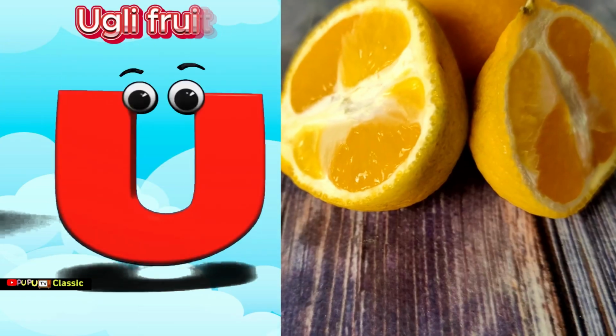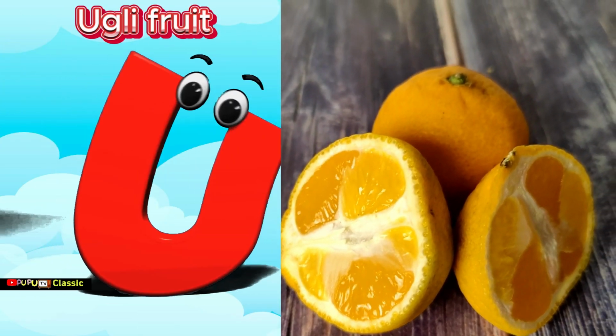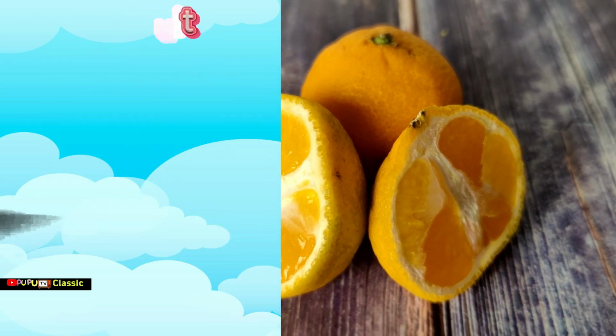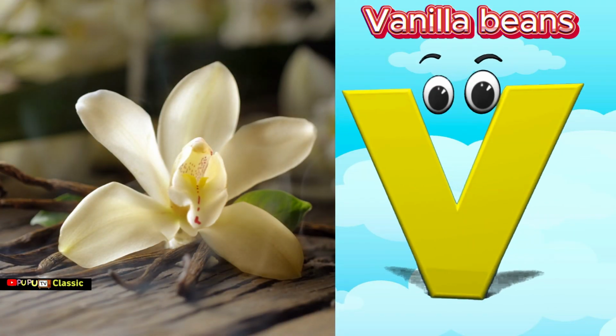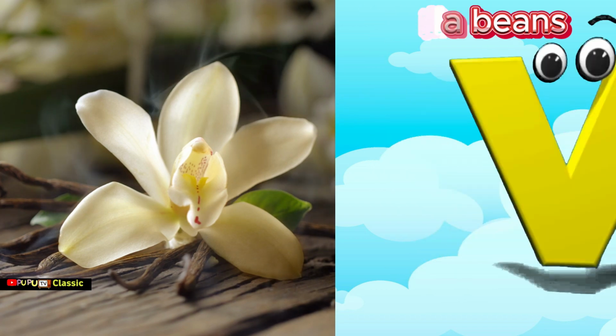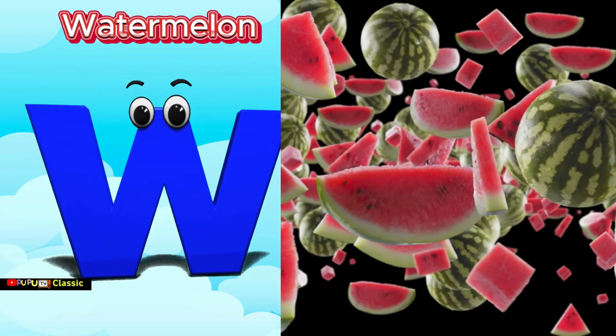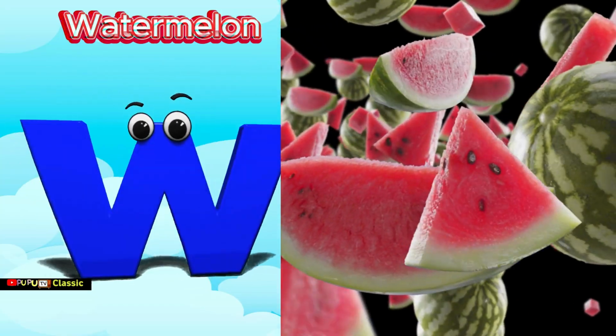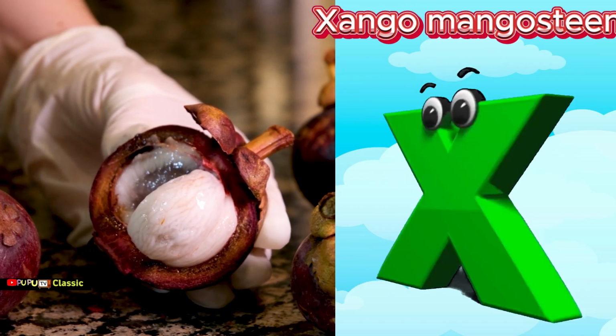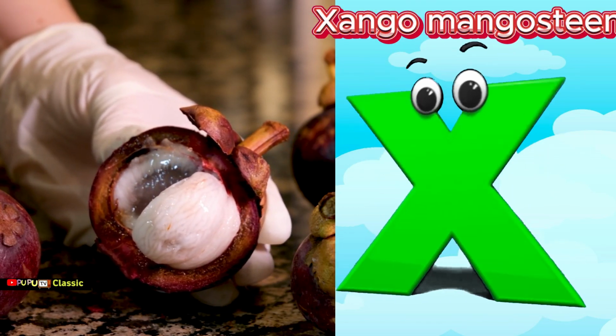U is for ugly fruit, u, ugly fruit. V is for vanilla beans, v, vanilla beans. W is for watermelon, w, watermelon. X is for Xango mangosteen, x, Xango mangosteen.